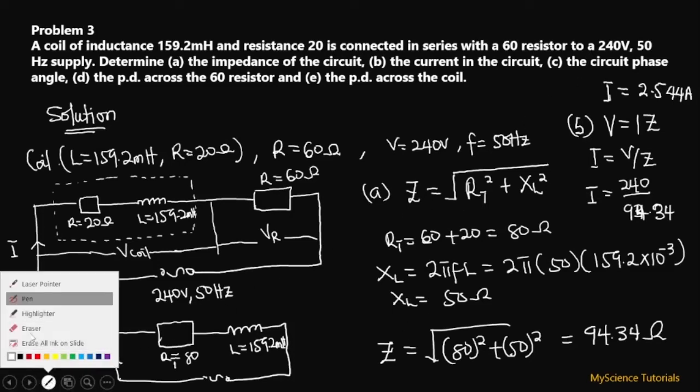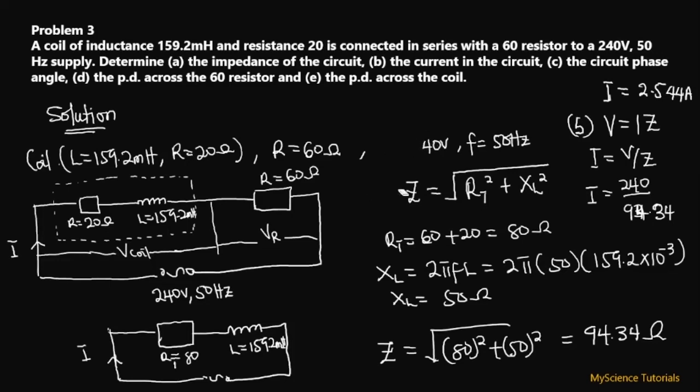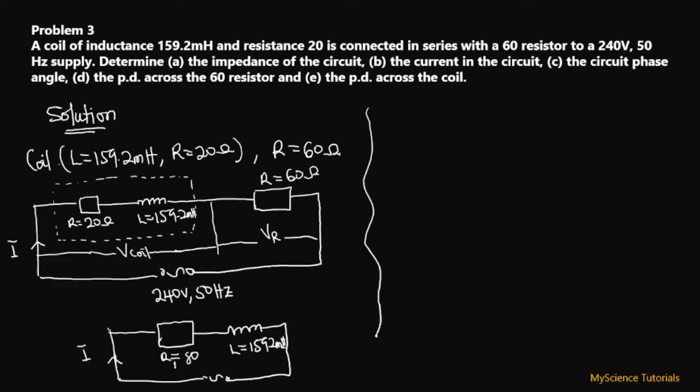All right, so now that we've found our current and our impedance, let's go ahead and solve the rest of the questions. Let's look at the C aspect of this question. C is asking us to find the circuit phase angle. To find the phase angle, we have tan of the phase angle. Ideally this is equal to V coil over VR, but because we do not have that, we are going to use XL over R.